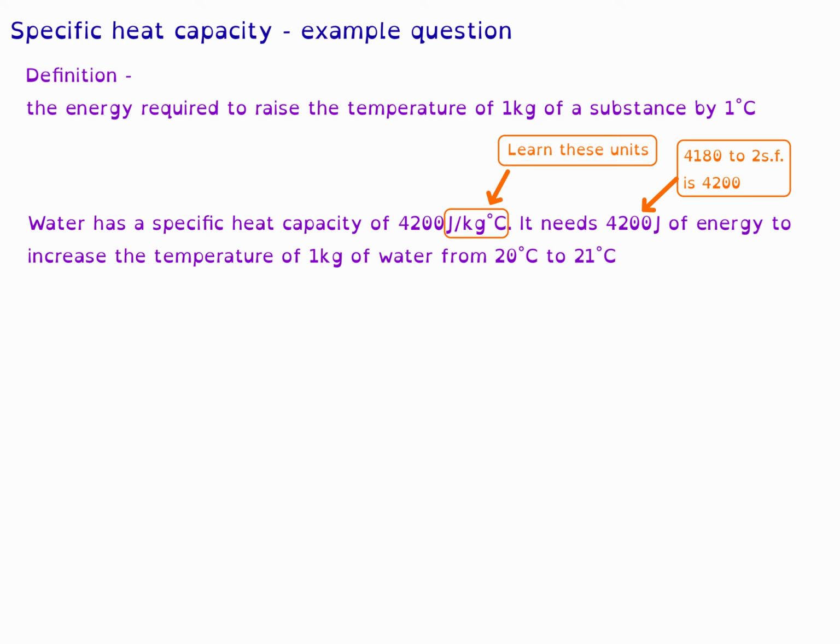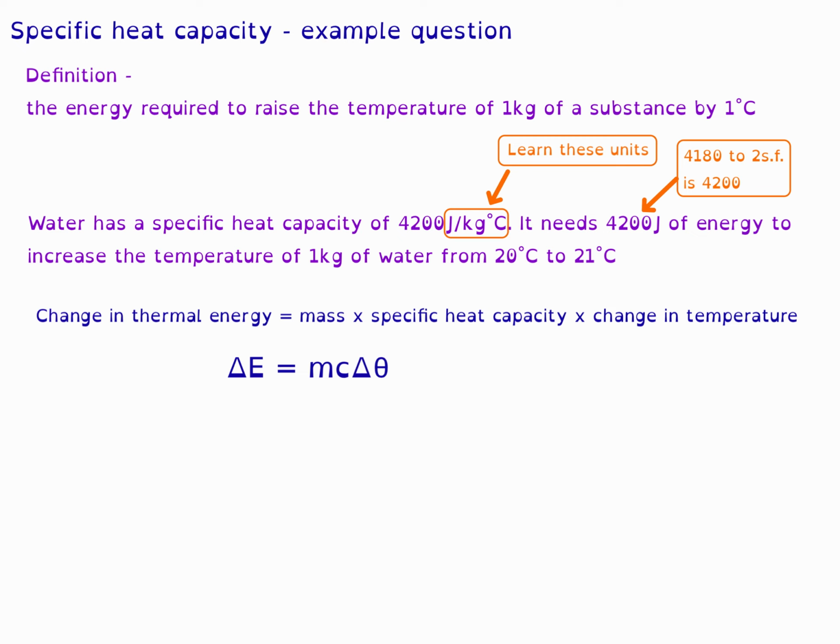Celsius. The equation for specific heat capacity is change in thermal energy equals mass times the specific heat capacity times the change in temperature, or ΔE, change in thermal energy, equals mcΔθ, mass times specific heat capacity times Δθ, which is the change in temperature.